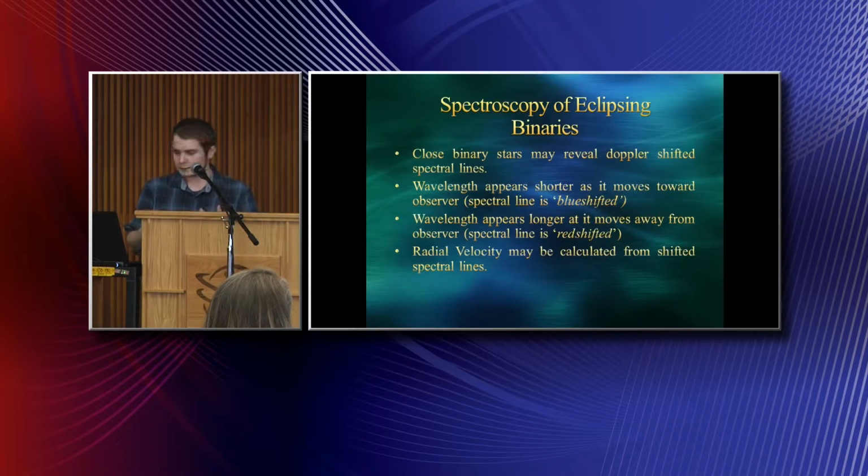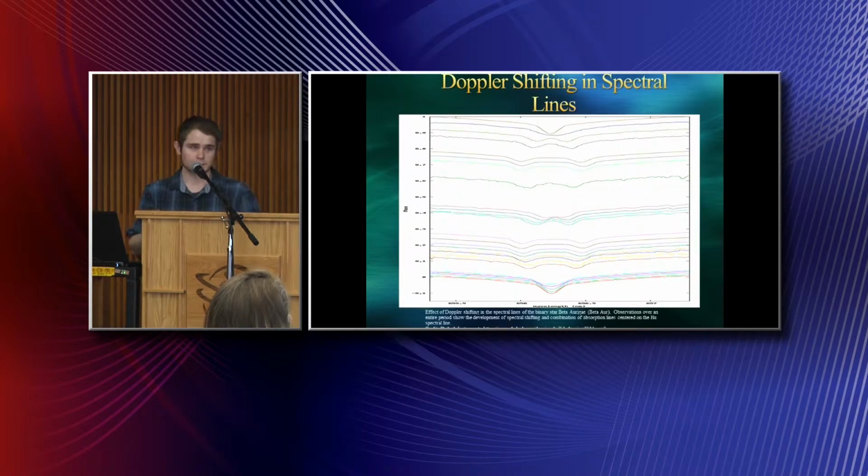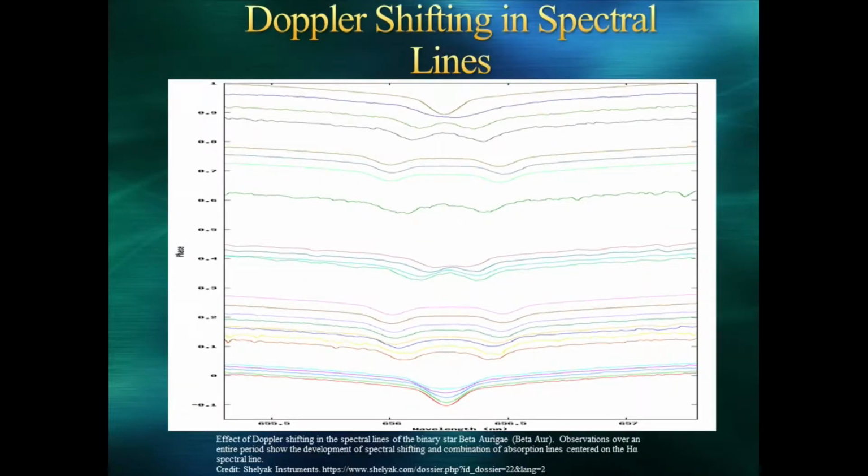This can be seen in this plot from a binary system, Beta Aurigae. In the middle of the plot, you can see the characteristic dips from the two wavelengths, where the left is from one star and the right is from the other star. And near the bottom of the plot, you can see the combination of the two wavelengths.